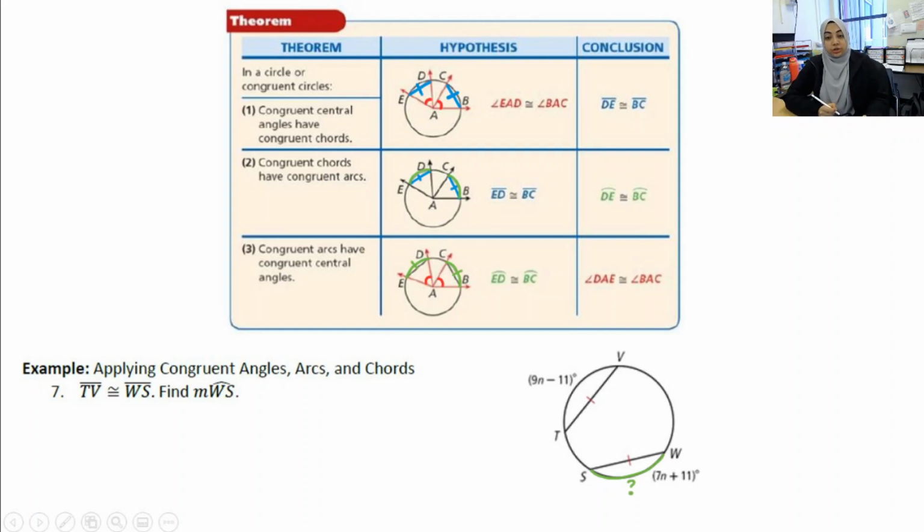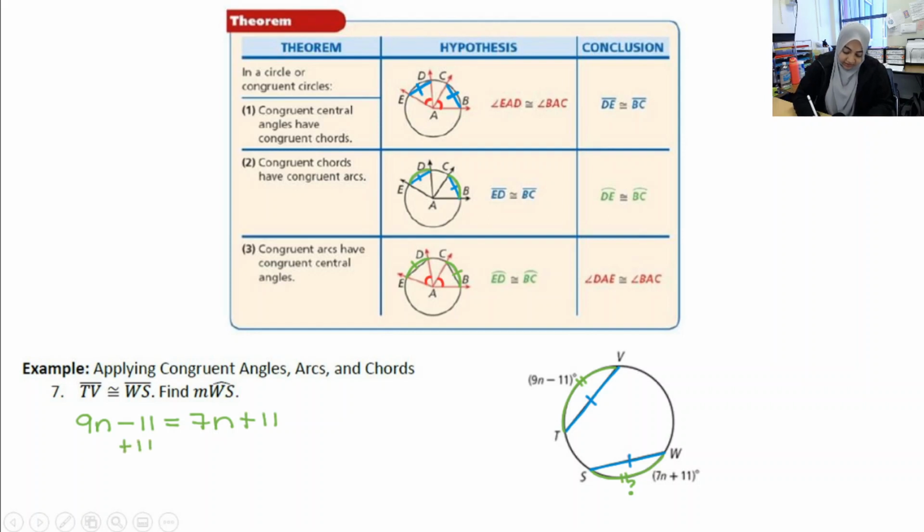Now, what we just learned is since this chord is congruent to this chord, we know that this arc is congruent to this arc, which is great because I know an expression that represents each of those arcs. So if I want to solve for the value, I just need to know the value of the variable, which I can easily find by just setting those equal to each other. So I can say 9n minus 11 equals 7n plus 11. And I just have to go solve.